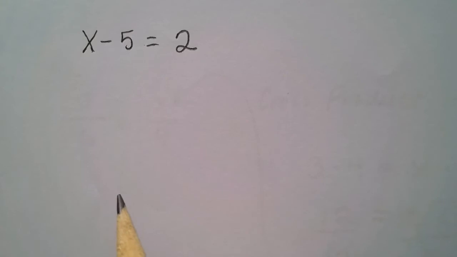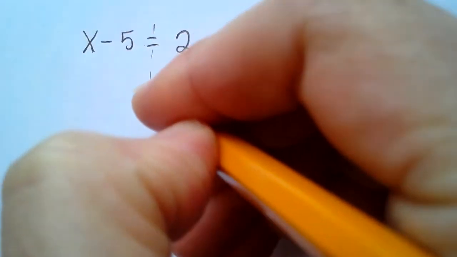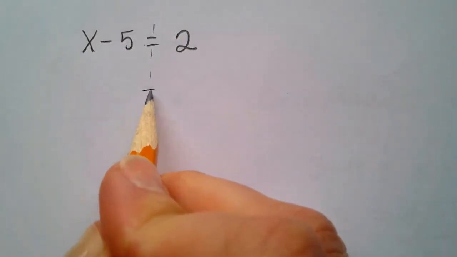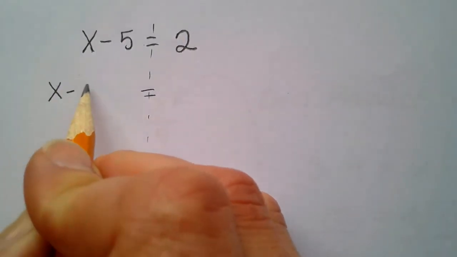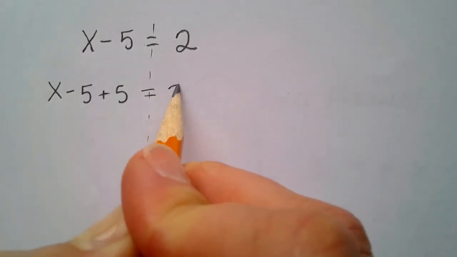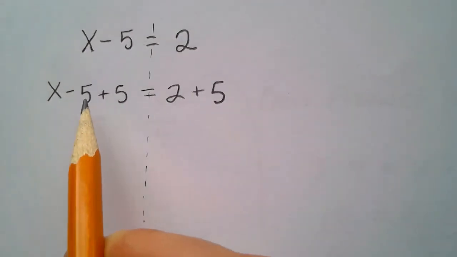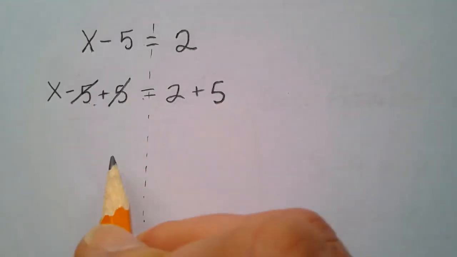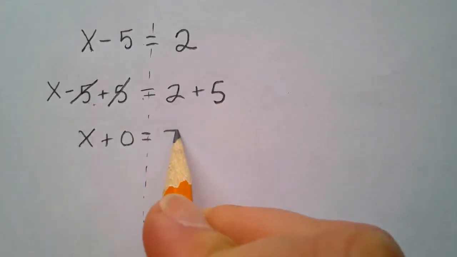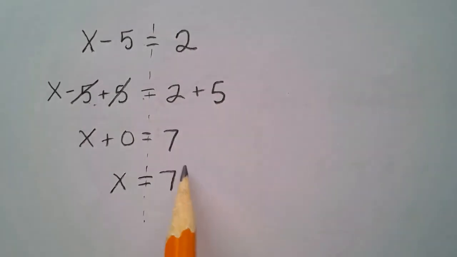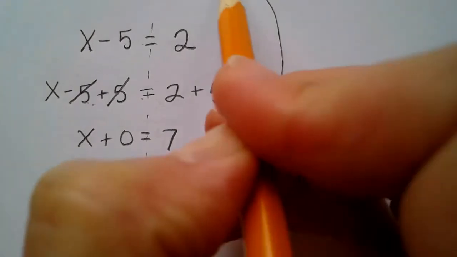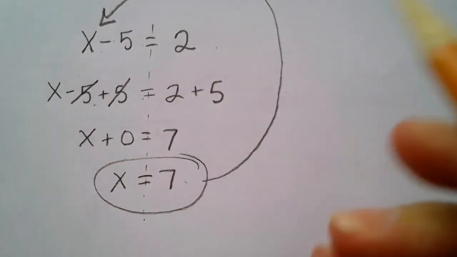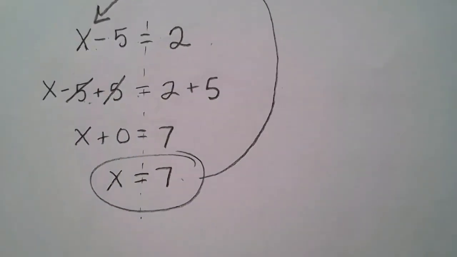So we're going to just add 5 to both sides. Okay, I like to put a little line down with my equal signs to keep myself organized. And when I add 5 to both sides, what happens is I have a negative 5 and a plus 5, and those cancel out to make 0. So on the left, it's just x plus 0 equals 7, or x equals 7. So you can substitute that back in to check it. Does 7 minus 5 equal 2? Yes, 7 minus 5 equals 2. So we got that one right.